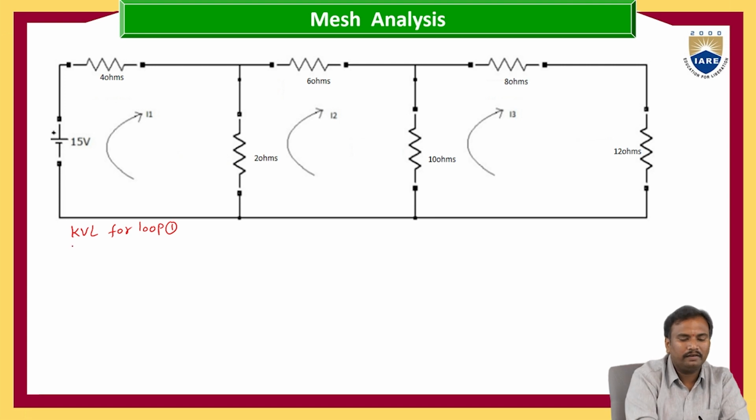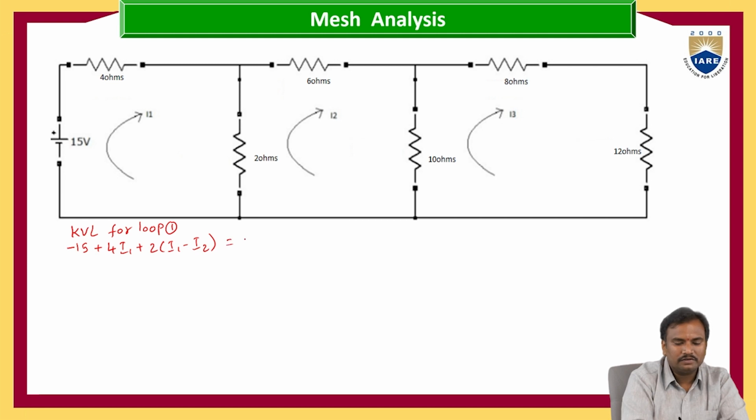KVL for loop 1. That is minus 15 plus 4 into I1 plus, here 2 ohms is connected between loop 1 and loop 2, 2 into I1 minus I2, which is equal to 0. Now 4 plus 2, 6 I1 minus 2 I2 is equal to 15. This is our equation number 1. Now KVL for loop 2.